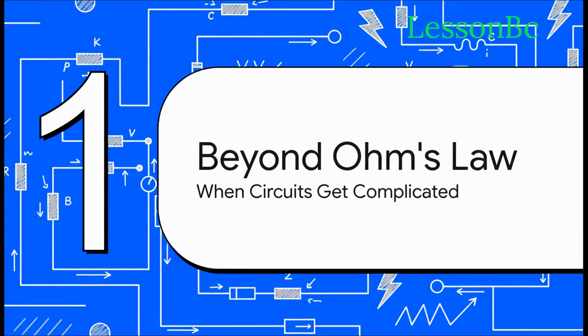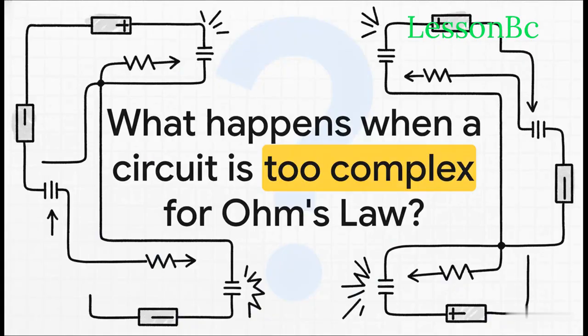All right, first up, beyond Ohm's law. You might be thinking, hey, I know Ohm's law, isn't that enough? Well, not always. Let's see why. Look, Ohm's law is fantastic for simple stuff. You know, one battery or resistor or two, easy peasy. But what happens when things get messy? Like when you've got multiple batteries, or wires looping all over the place. All of a sudden, just using V equals I times R doesn't cut it anymore.